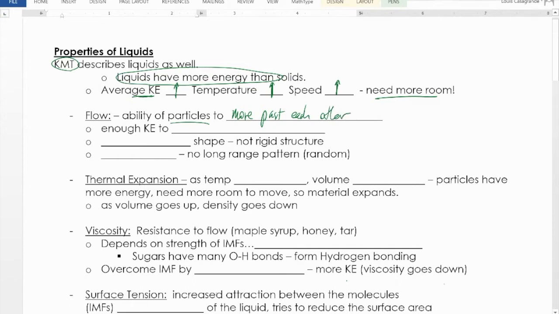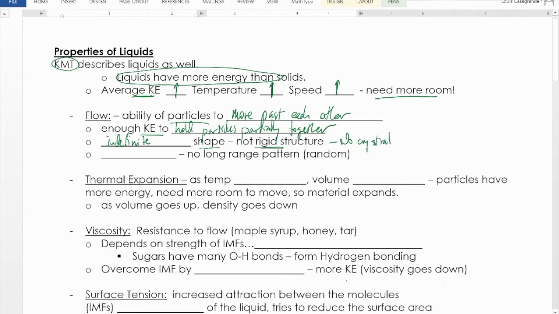So in a liquid, they have enough kinetic energy to hold the particles partially together. And because they're partially together, they have an indefinite shape. We like to say that they can take the shape of the container, but the indefinite shape means that there's no rigid structure.